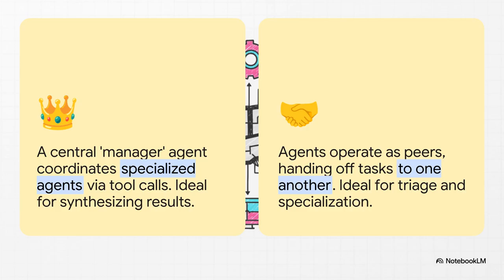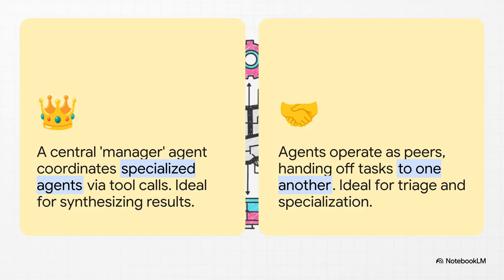First is the manager pattern. This is a top-down approach. You have one central manager agent that delegates tasks to specialized worker agents. Think of a boss and a team. It's great for putting together complex reports. The other approach is the decentralized pattern, where all the agents are peers and they just hand off tasks to each other as needed.